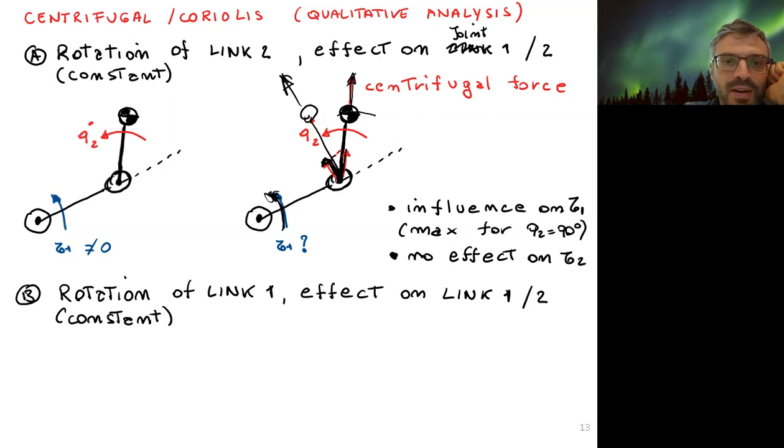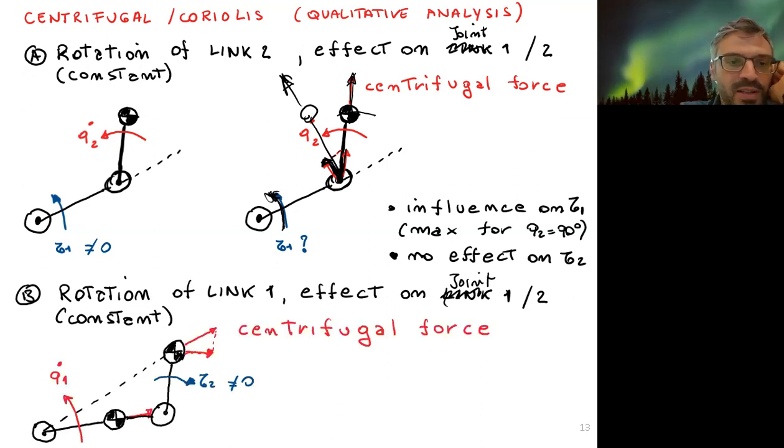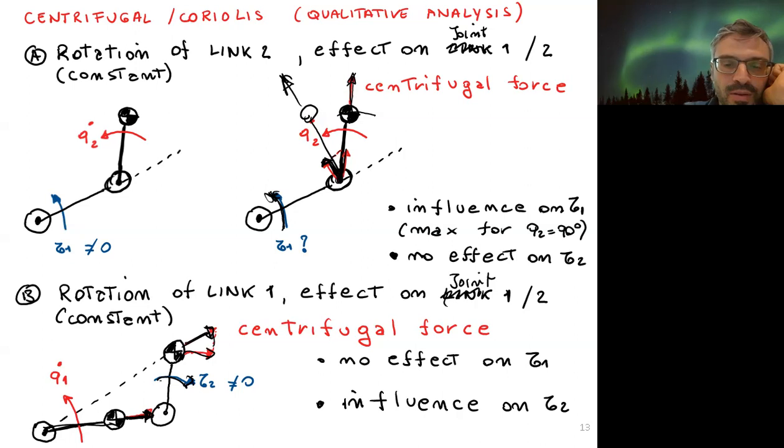Then rotation of link 1, check the effect on joint 2, and joint 1 and joint 2. In this case, link 1 is moving, so we have centrifugal force to the center of mass of link 1 and to the center of mass for link 2. We see here this one is not creating any torque on tau 1. This one is not creating any torque on tau 1, but it is creating a torque on tau 2. So we have no effect on tau 1 and influence on tau 2.